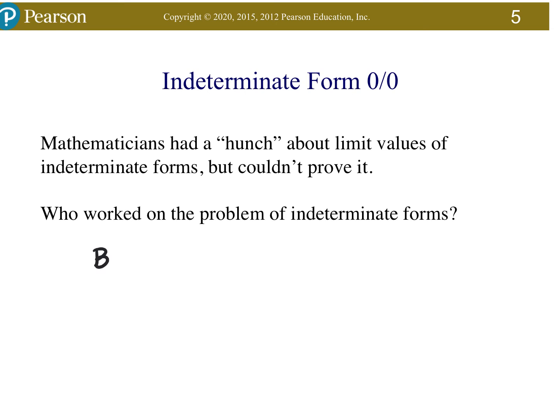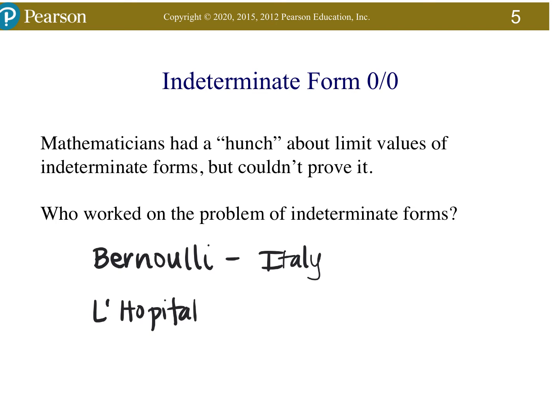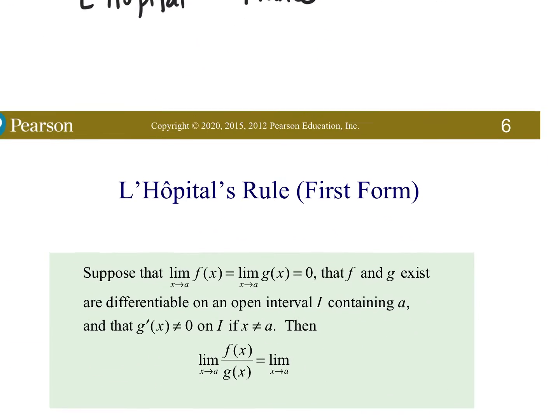So the people who worked on it, Bernoulli, Italy. John was his first name. And then Guillaume was his first name, which is the French version of William, L'Hôpital. He was from France. Bernoulli worked on it first, L'Hôpital took his work and then published it, and everybody calls it L'Hôpital's rule. So those are the guys who worked on it. This is what they said.